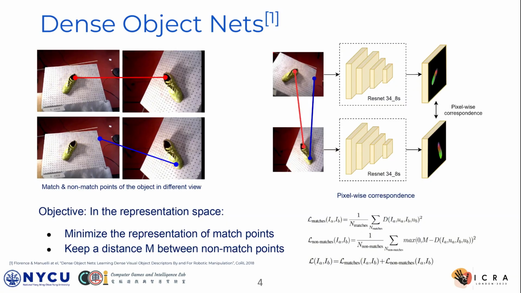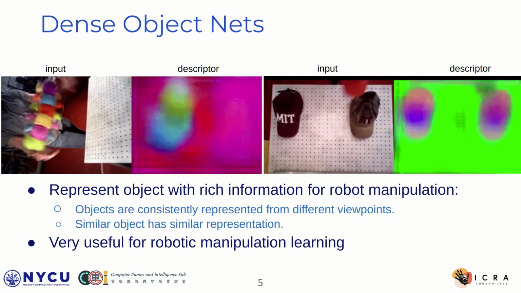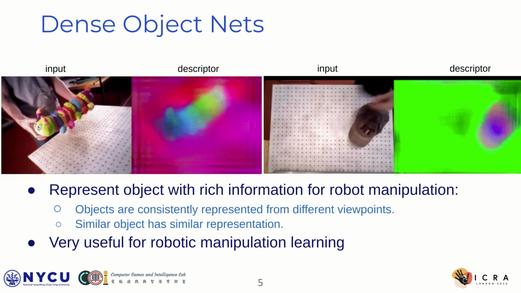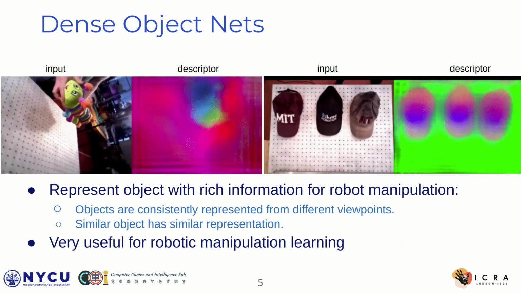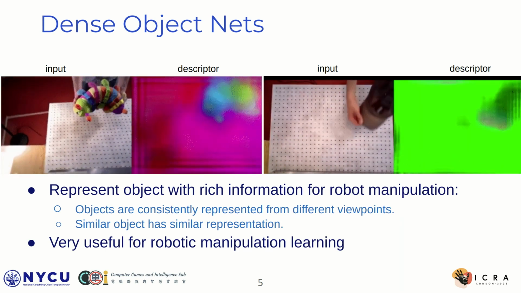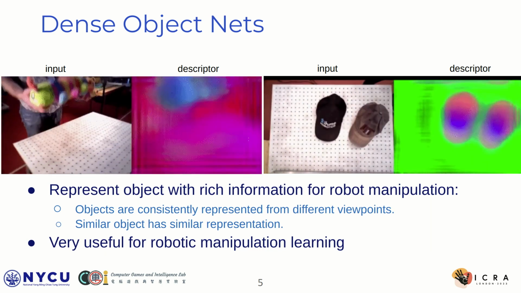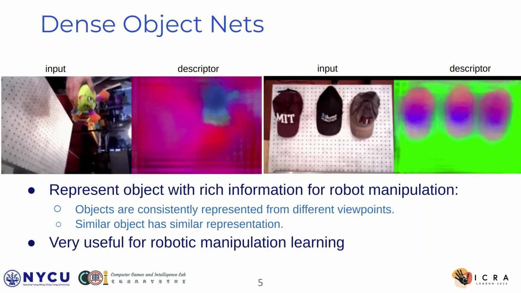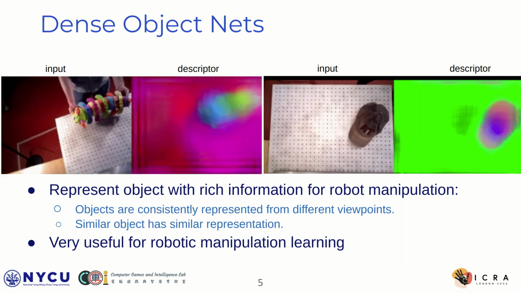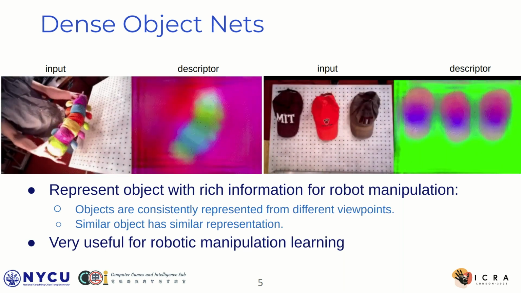Florence introduced dense object nets, which use pixel-wise correspondence to learn the dense visual descriptor. The objective is to minimize the distance between the representations of match points and keep a distance m between non-match points. The result of dense object nets is very impressive and useful for robotic manipulation tasks. It can represent objects with rich information. Objects are consistently represented in different viewpoints, and similar objects have similar representations.